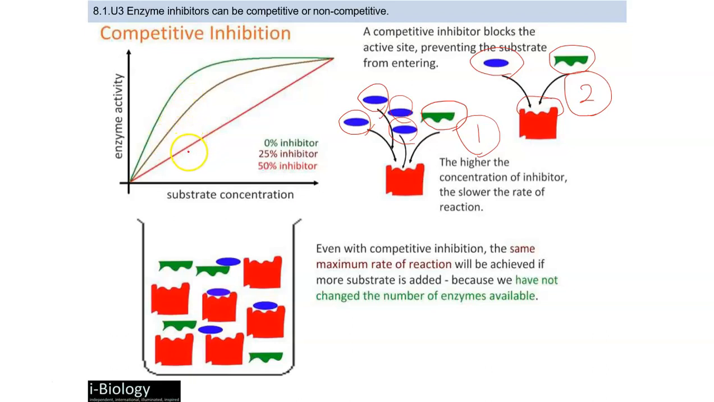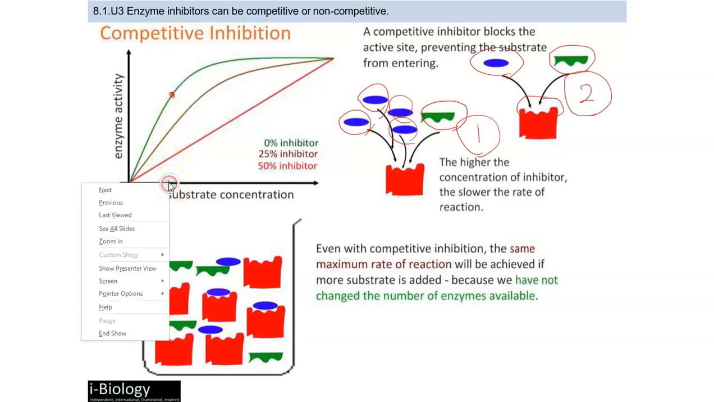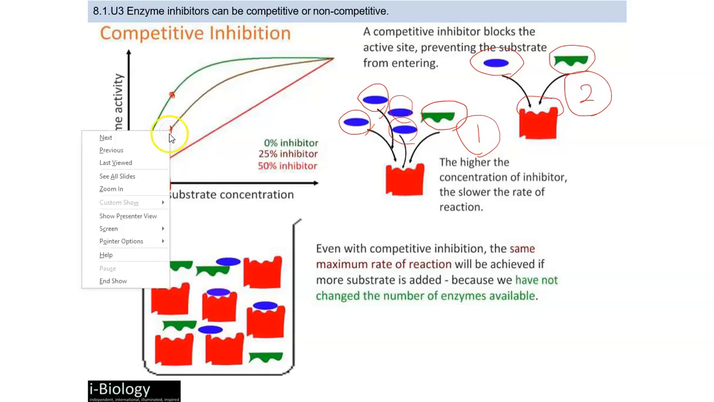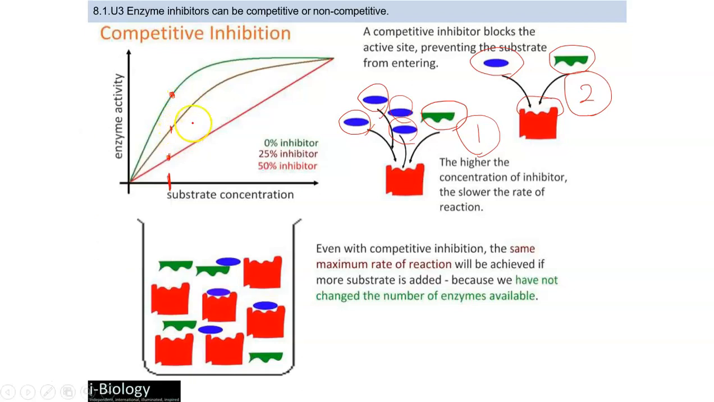What happens here? We have 3 different colors. Let's focus at this stage, with a constant amount of the substrate. In the graph, that would be here and here.